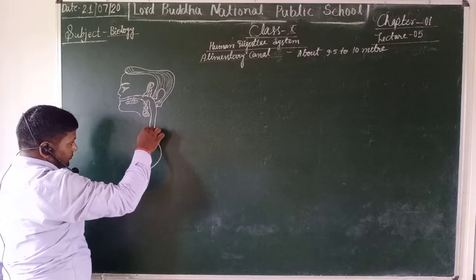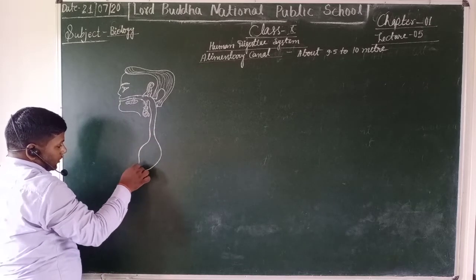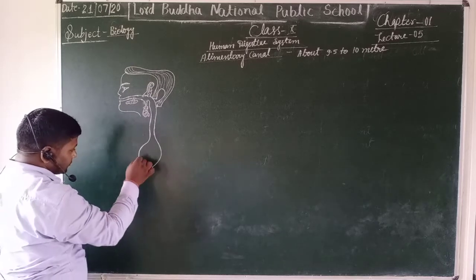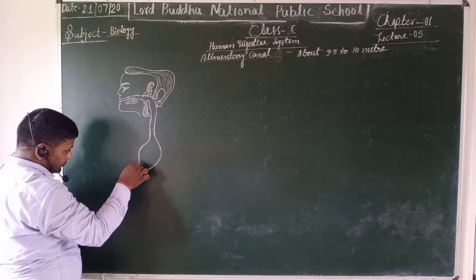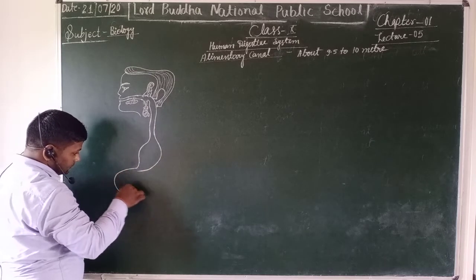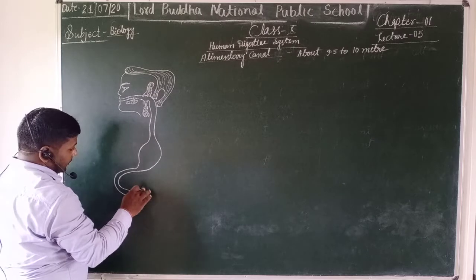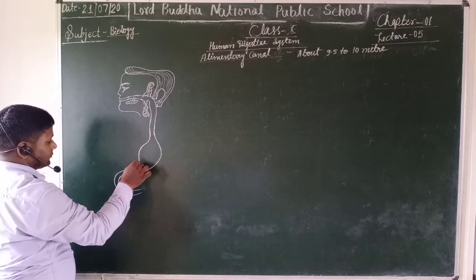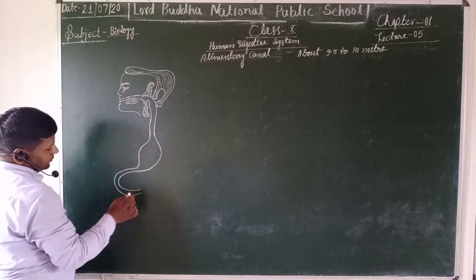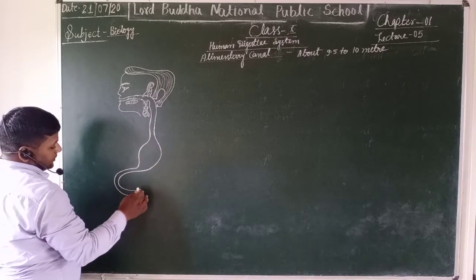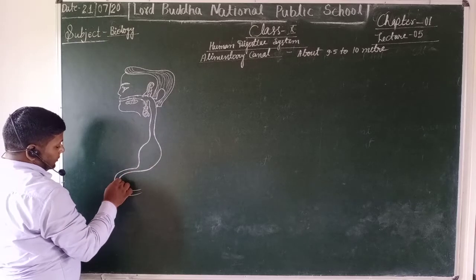It is the structure of the stomach. It is somewhat J-shaped, English letter J-shaped structure. And this is the first part of the small intestine, which is C-shaped and known as the duodenum.